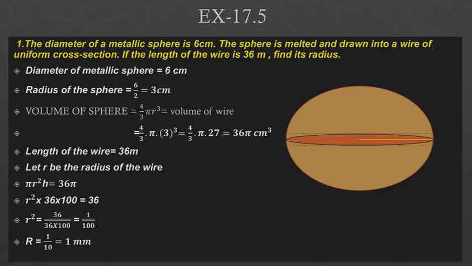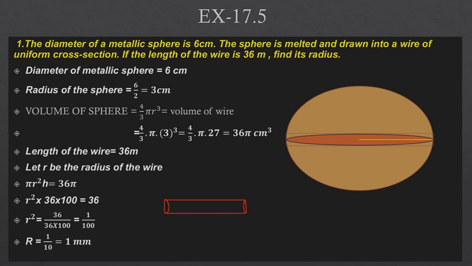So the first sum for discussion today: the diameter of a metallic sphere is 6 centimeters. The sphere is melted and drawn into a wire of uniform cross section, and the length of the wire given is 36 meters. Now remember the length of the wire, because they have stated wire, they have not prescribed any shape. So we know that the wire looks somewhat cylindrical in shape. They have given us the height of the wire, but we need to find out its radius.